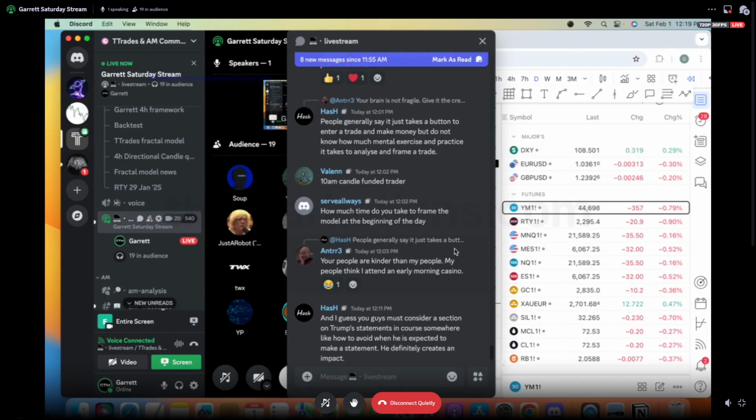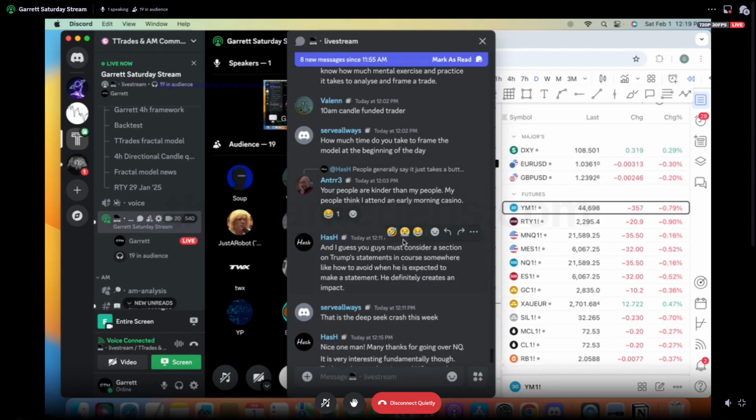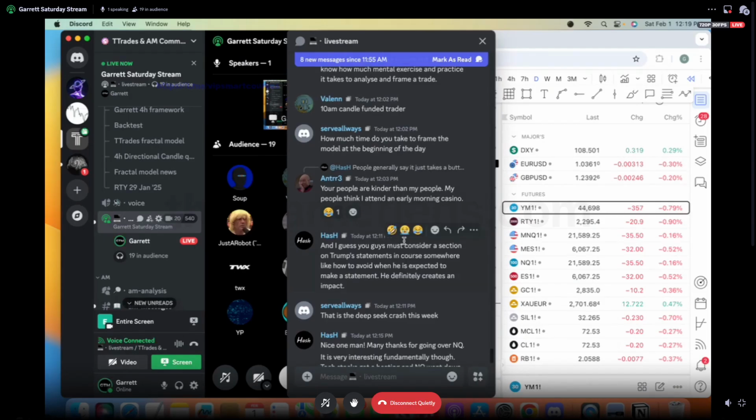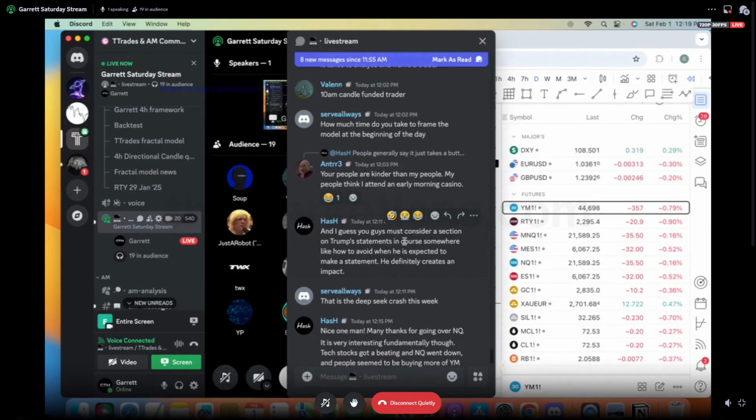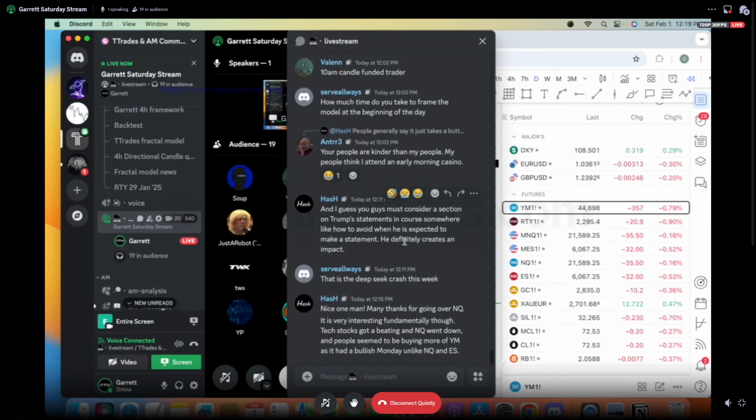How much time do you take to frame the model at the beginning of the day? Well, I just wake up and hop on the charts. So it's not very long, to be honest. I'm just looking at the profile, probably like 5 minutes or less. When you learn the model, it's pretty simple. When you learn profiles, it's pretty easy to know your invalidations and stuff like that. There's a couple things that go into it.